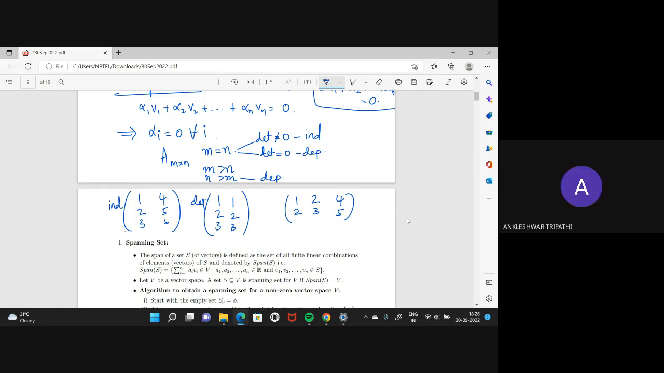Ma'am, in the third condition, why is it always dependent? Because the number of rows denotes which space the vector comes from, right? So it is coming from Rm. And if you have more than m vectors in Rm, it is always going to be dependent. 3 vectors in R2 are always linearly dependent, right? Like that, n vectors in Rm are always going to be dependent when n is greater than m. That is why.